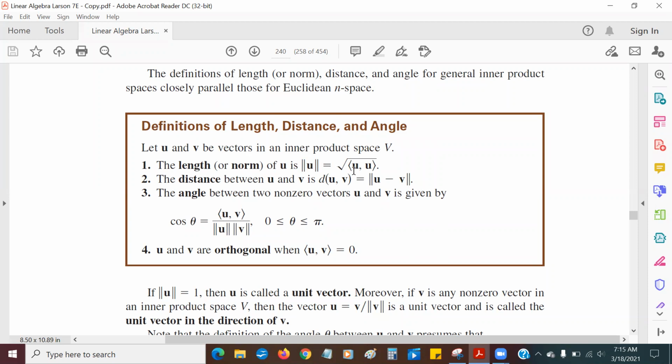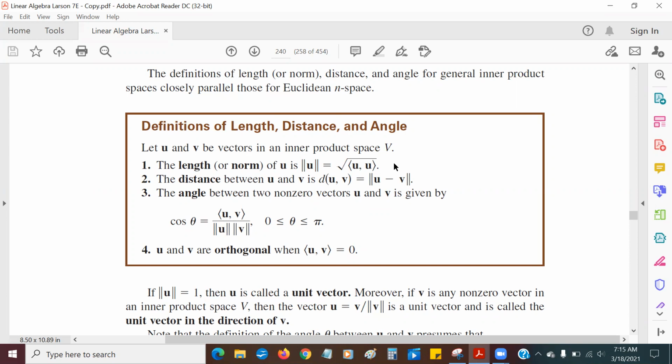It's going to be the square root of the inner product of u and u, not the dot product necessarily, but the inner product or whatever that might be. And the distance between u and v, which we call d of u and v, that's going to be the length of u minus v, but the length may or may not be the typical standard concept of length that we have from R2 or R3 or Rn.